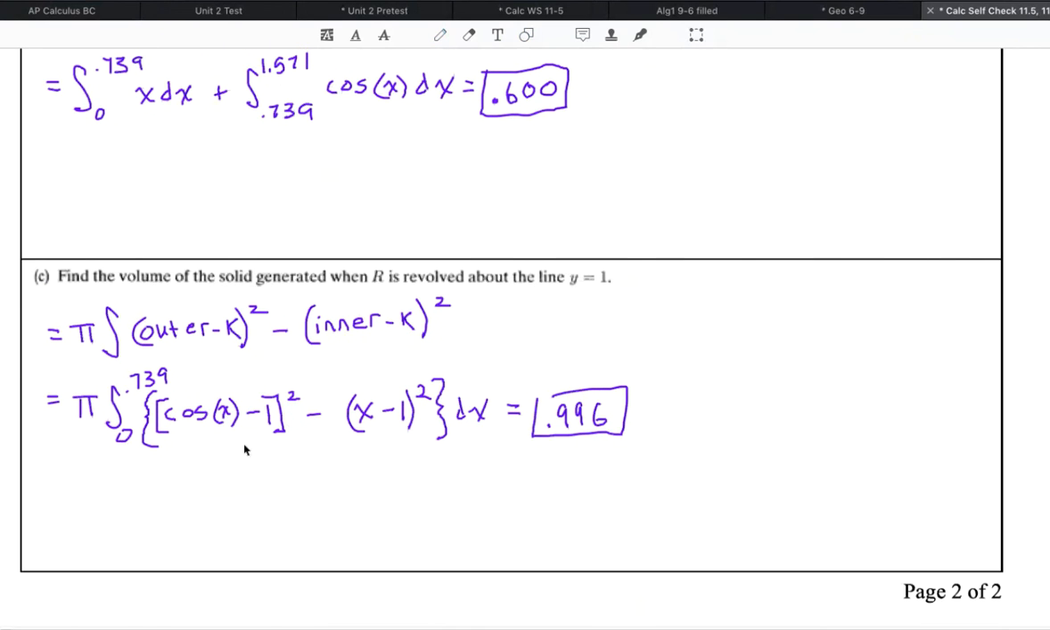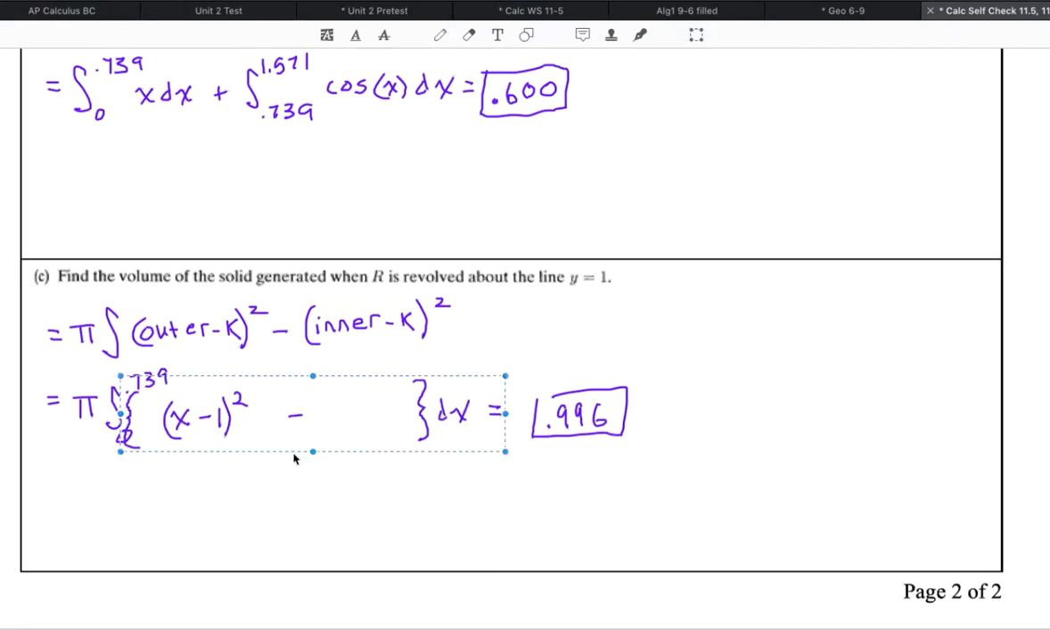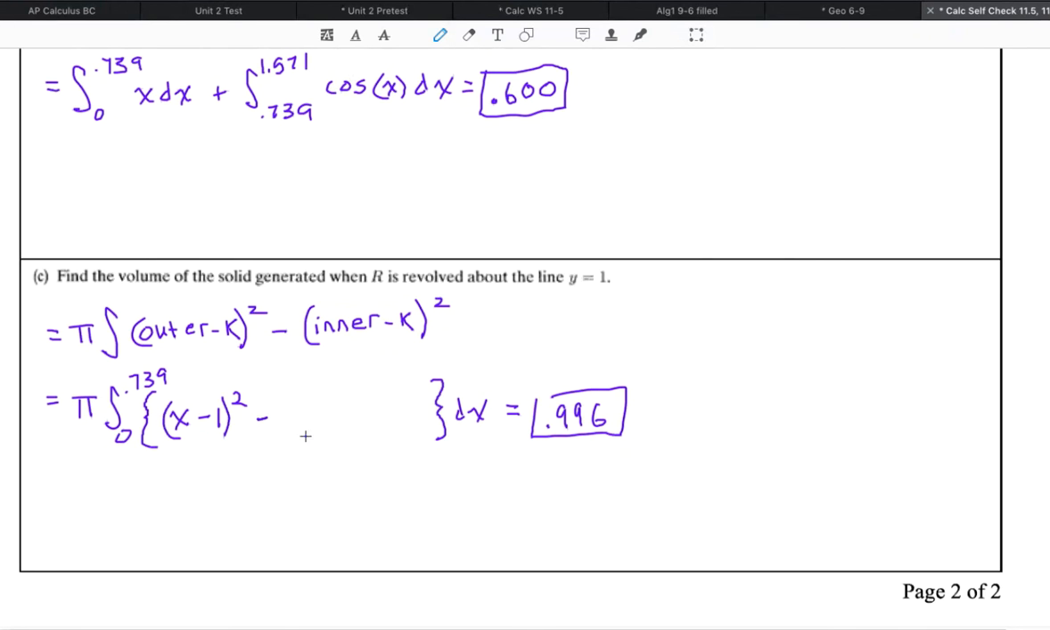So let me fix this for my notes. This one, I'm going to be getting rid of. This I'm going to move right there. I just want to move the minus sign. I literally can just redraw this minus sign. What am I doing? Okay, that's the correct formula, and you get 0.996. Cool. So that concludes our self-check 11.6.